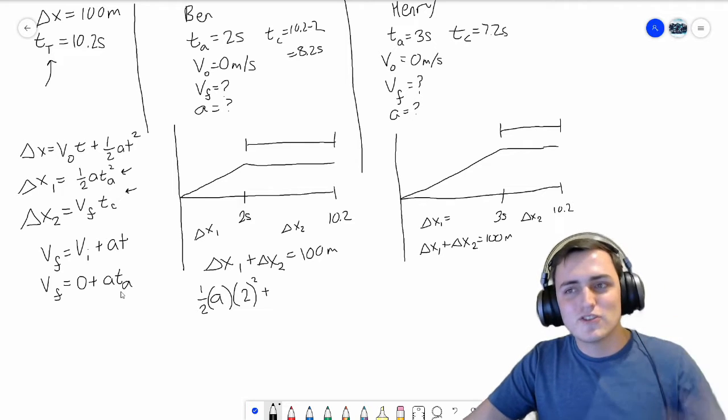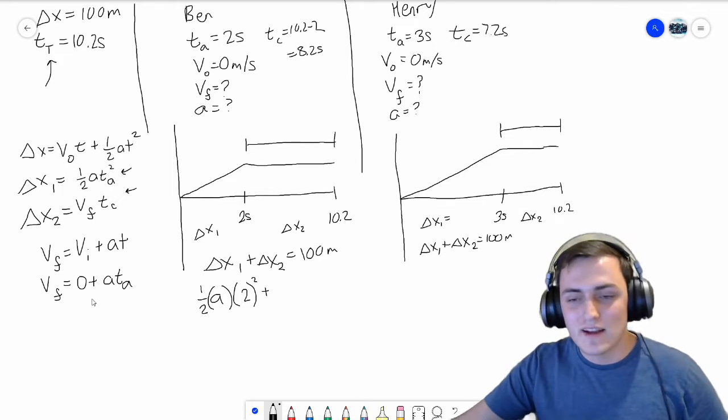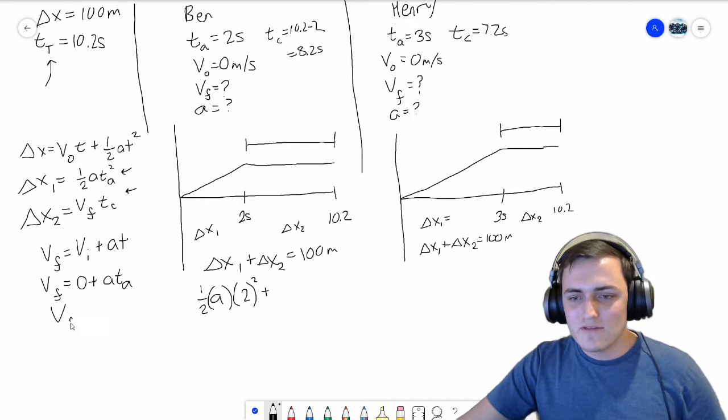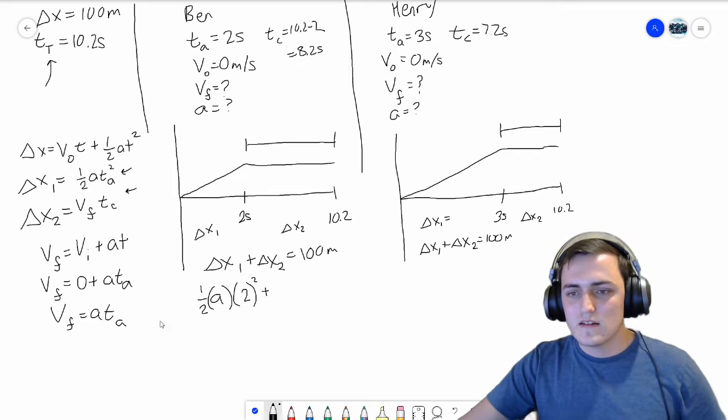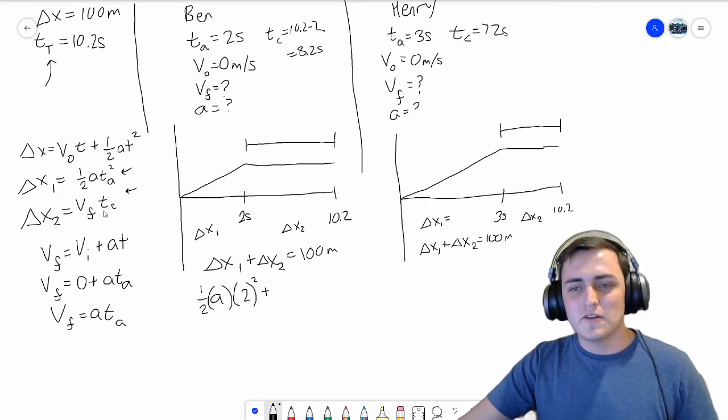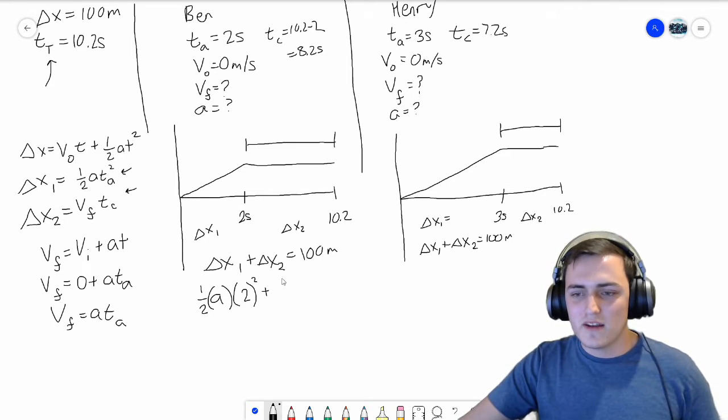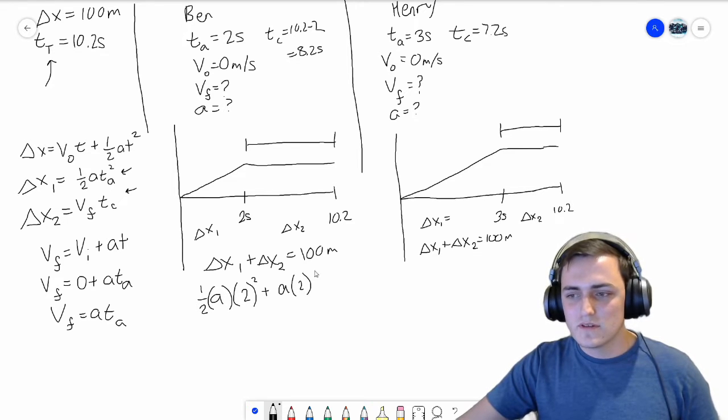He's accelerating for 2 seconds or 3 seconds, depending on Ben or Henry. And so we see that v final is just equal to a times t sub a. And we can use this v final in place of v final in our delta x2 equation. And so we end up plugging in a of Ben times time for a, which is 2, times time of c. So we can kind of see this 1/2 a ta squared plus a ta tc equals 100.